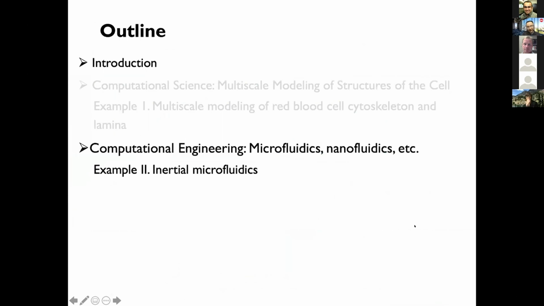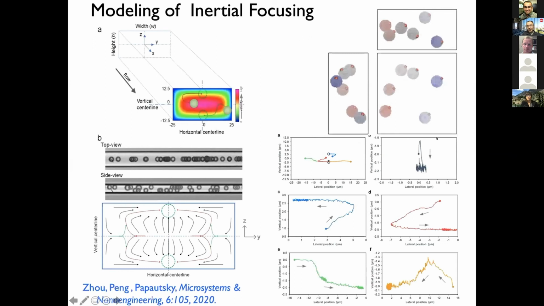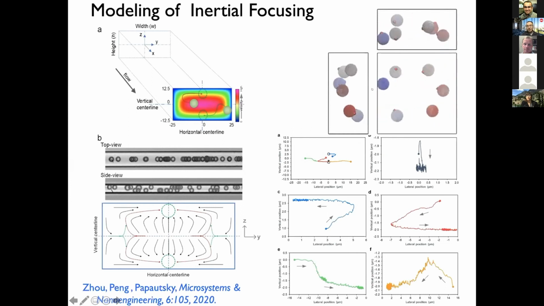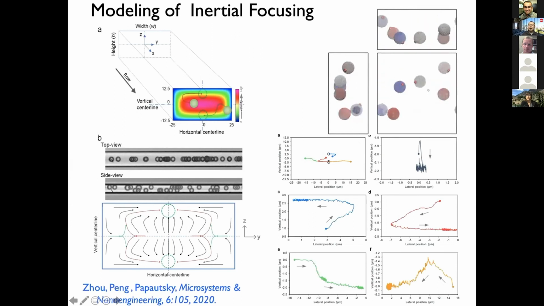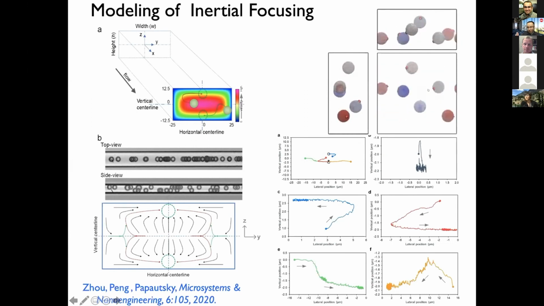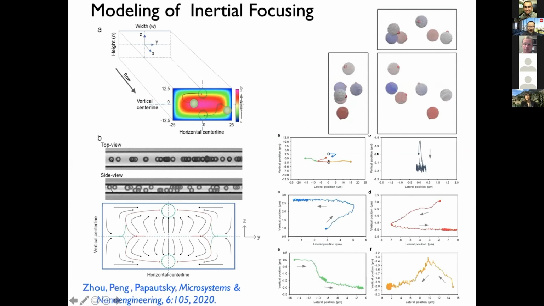The next example is more computational engineering. What I showed you is the study of fundamental science in biology. But in engineering, for example, we help design microfluidic channels. For example, I work with Dr. Popovsky's group at our department to simulate how particles move in the fluid channel under inertial force. They use a high-speed camera, but we use our fluid-structure interaction algorithm. We can identify the mechanism and why the particles move to a certain position, and also understand the detailed trajectory to understand the mechanisms behind it.